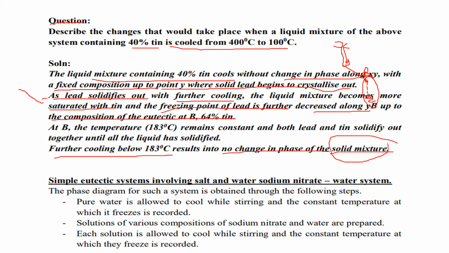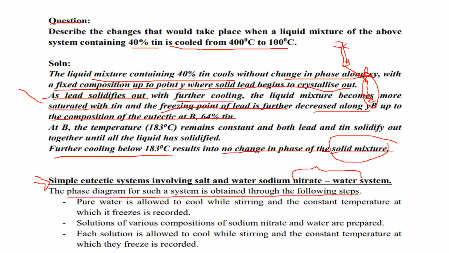Now let's look at some of the simple eutectic systems. The simple eutectic systems are going to involve salt and water, for example, the sodium nitrate and water system. For this, we are saying that the phase diagram for such a system is obtained through the following steps. And we are saying that pure water is allowed to cool.